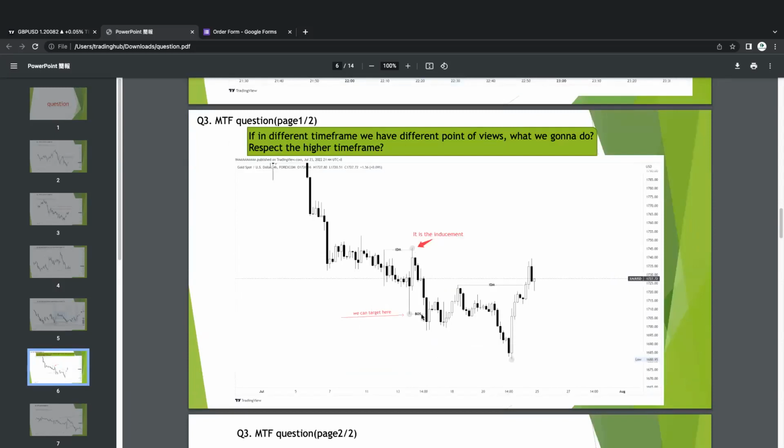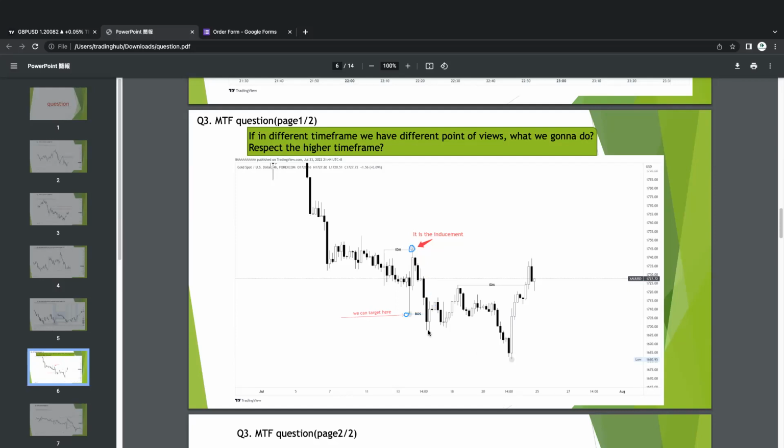This is an inducement, we can target here. Yes, once market sweeps the previous high or low, then we should target the major high or low. In this case, you can see market taps here and sweeps this high. So we can sell in the lower time frame and target this low, which is absolutely correct. When market sweeps the previous high, then we can target the previous low, the major low.